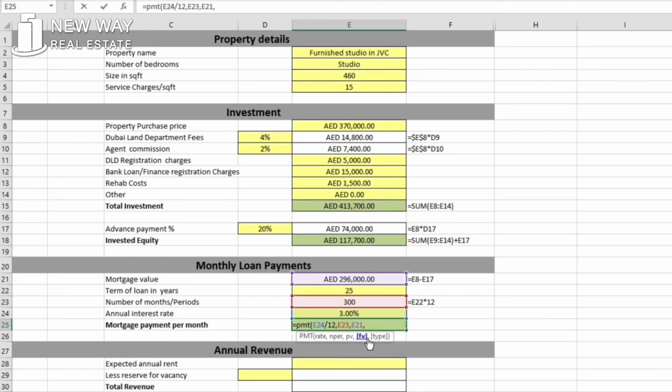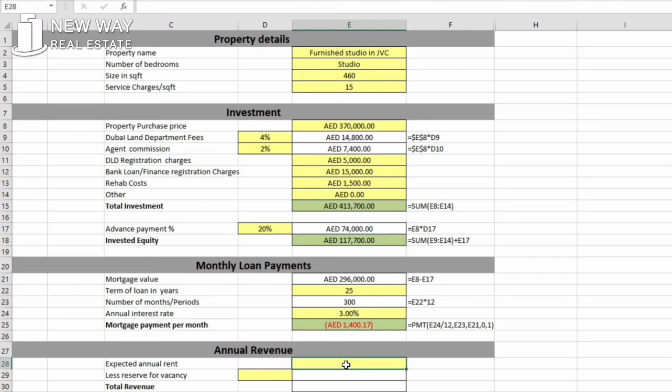The final value, which would be, of course, the bank wants all their money back. It's going to be either 0 or you can keep it blank. The type, which is end of period or beginning, we're going to go with beginning of period. And now you're going to have to pay 1,400 per month. Now it's red because it's a negative amount.